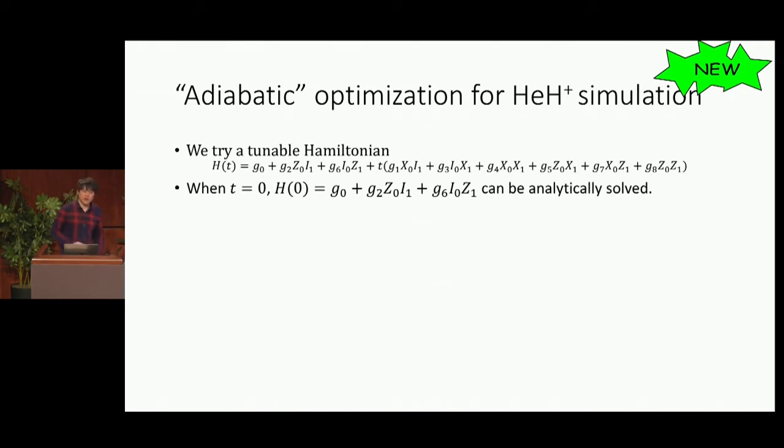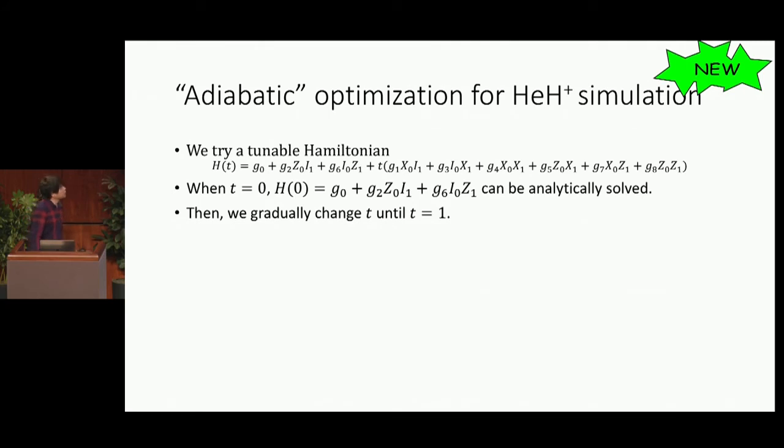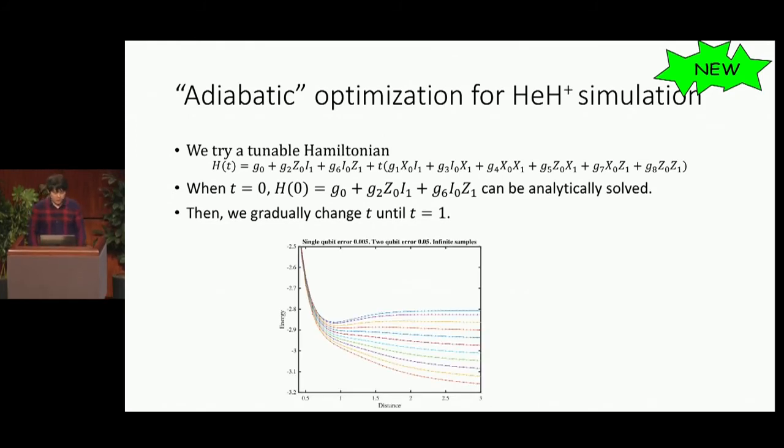When t equals 0, we have a very simple Hamiltonian that has just local terms, so we can analytically solve it. Then by increasing t from 0 to 1, we recover the original Hamiltonian. This idea is similar to adiabatic quantum computing. So here, we solve the ground state energy for t equals 0 by analytical solution, and then we gradually change t, and gradually get the correct energy curve for the original Hamiltonian.